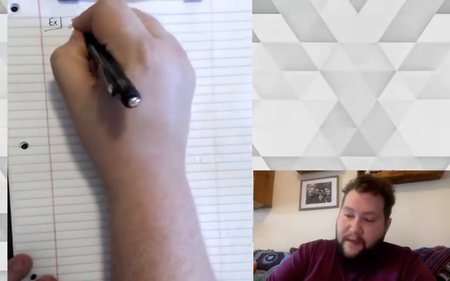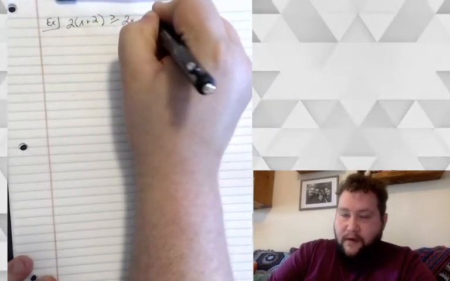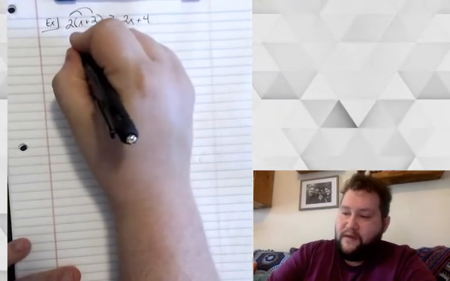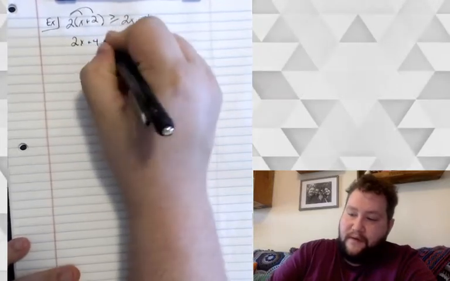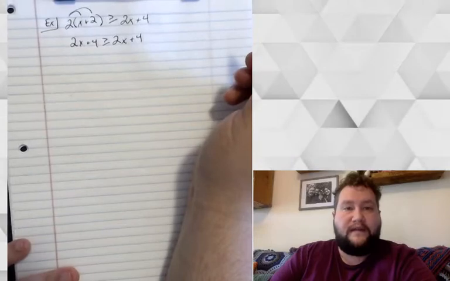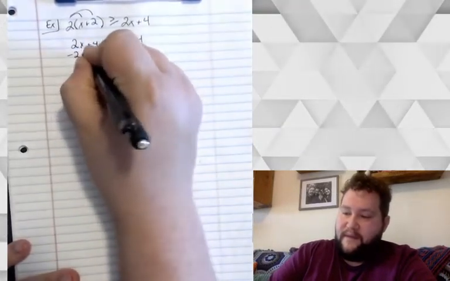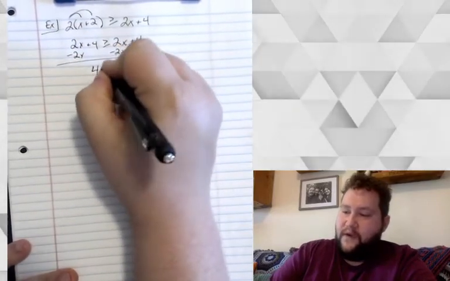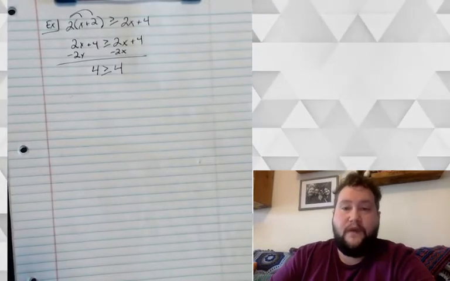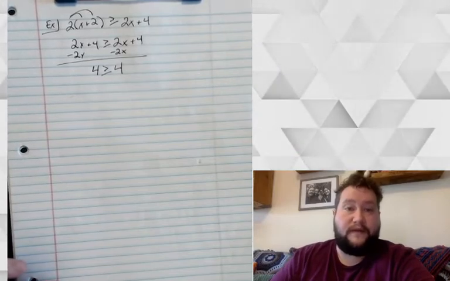But example, if we have 2 times x plus 2 is greater than or equal to 2x plus 4. Remember, we can simplify, so go ahead and distribute that 2. 2x plus 4 is greater than or equal to 2x plus 4. We can add or subtract the same things from both sides. So go ahead and subtract 2x from both sides. 4 greater than or equal to 4. Well, 4 greater than or equal to 4 is always true because 4 is always equal to itself.